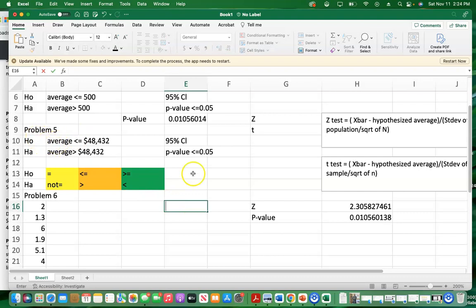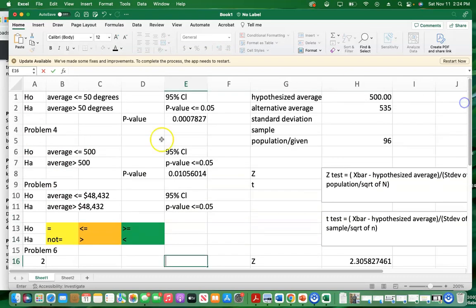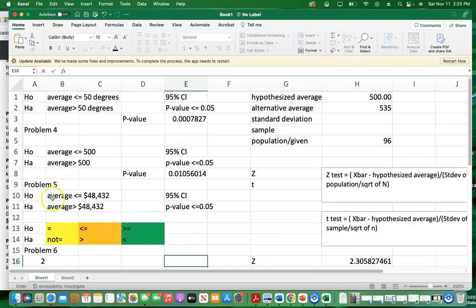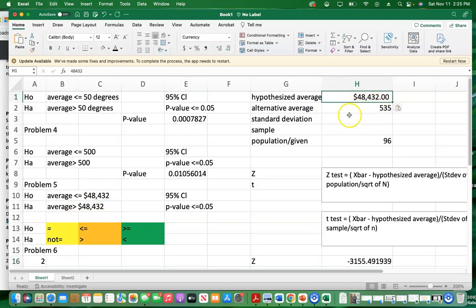So you can see that with problem number 5, we are given the existing information from the Economic Research Department that states that the average salary of the family, or the family income in Metropolis, is this amount. And so we'll take this value, 48,432, and that is the existing information. In this case, it is the hypothesized average. So I'm going to just change that value to this.